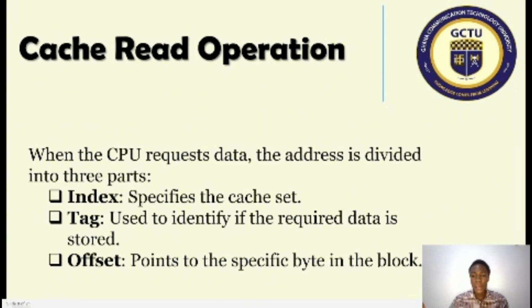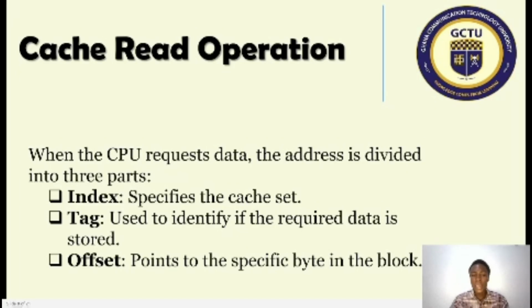Think of the block as a small group of data, and the offset helps the CPU to pick the exact piece it needs. If the cache has the right block and the offset, the CPU quickly uses that data it needs. If not, it gets the data from the main memory and updates the cache, which makes processing very slow.